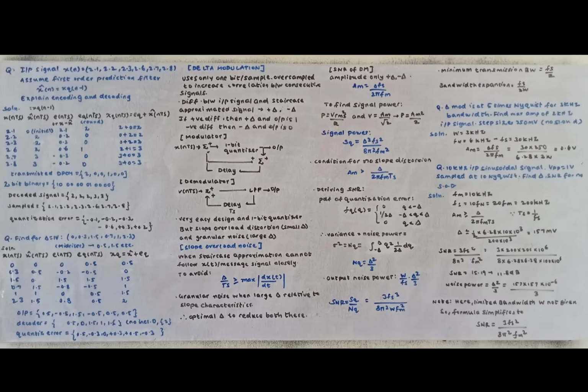But okay, so we can just start at this point. So we have 2.1 as the first X of NTS. And we always take 0 to be the initial value of the predicted signal. So you put 0 in the second column in the first row. So it's 2.1 and 0. E of NTS is the difference between these two signals. So 2.1 minus 0 is 2.1. EQ of NTS is E of NTS rounded to the nearest quantization level.